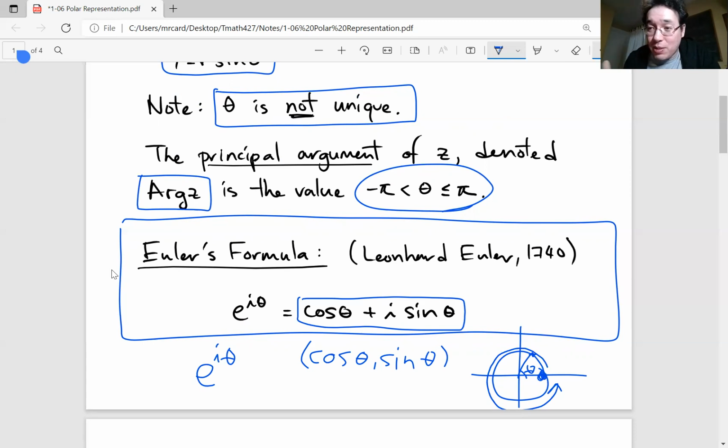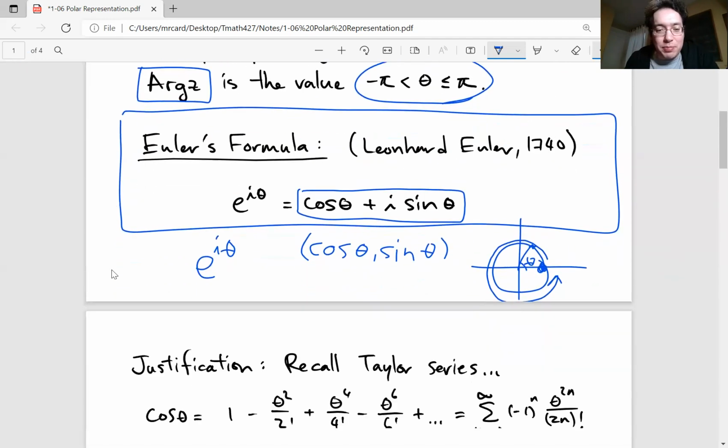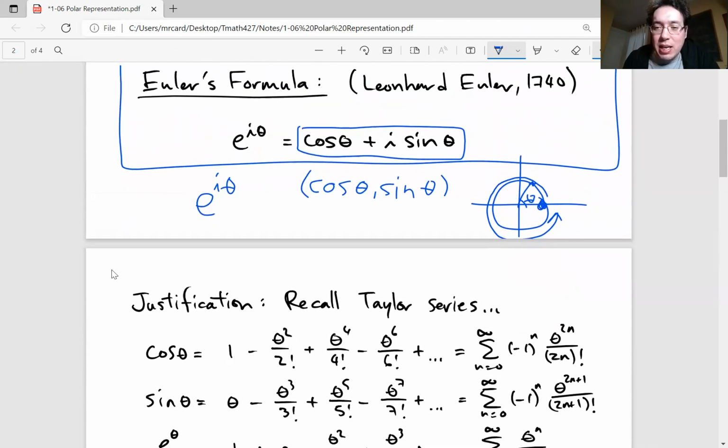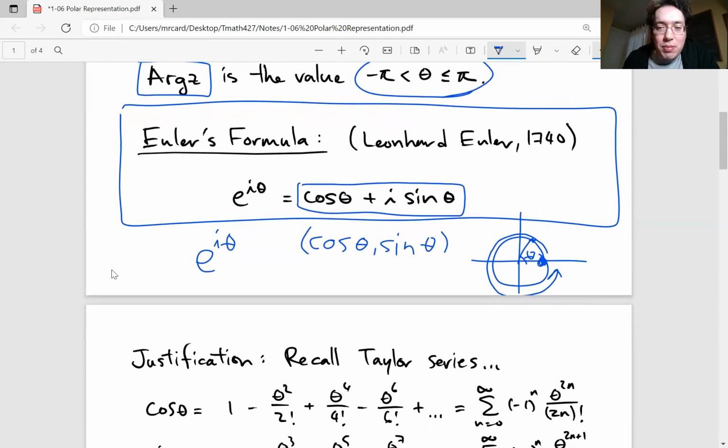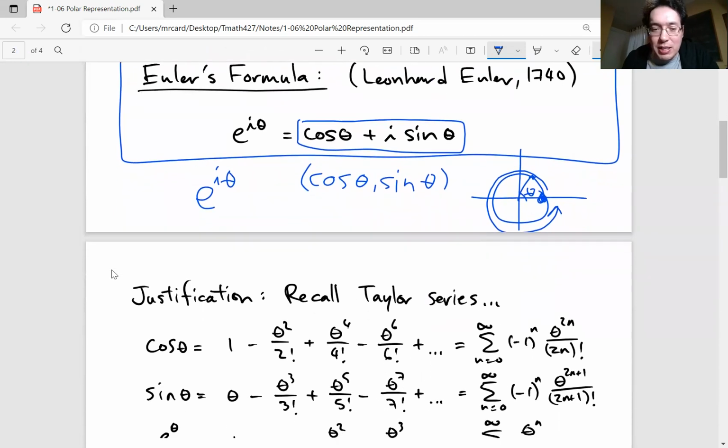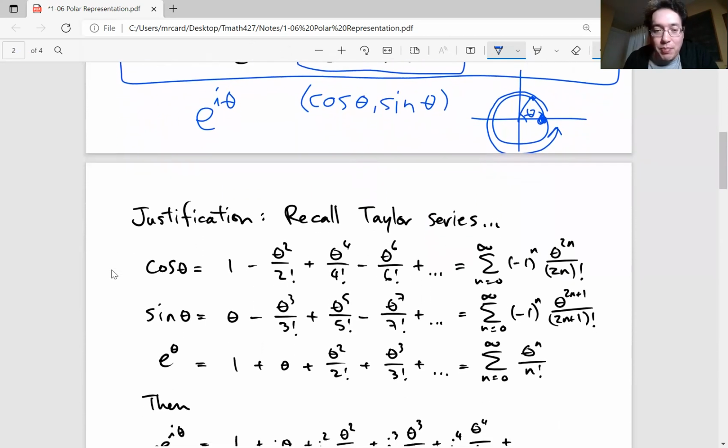This formula, Euler's formula, this circular motion. Okay, let's maybe not prove this, but see a reasonable argument for why something like this could be true. And I think the way to see it is with Taylor series.